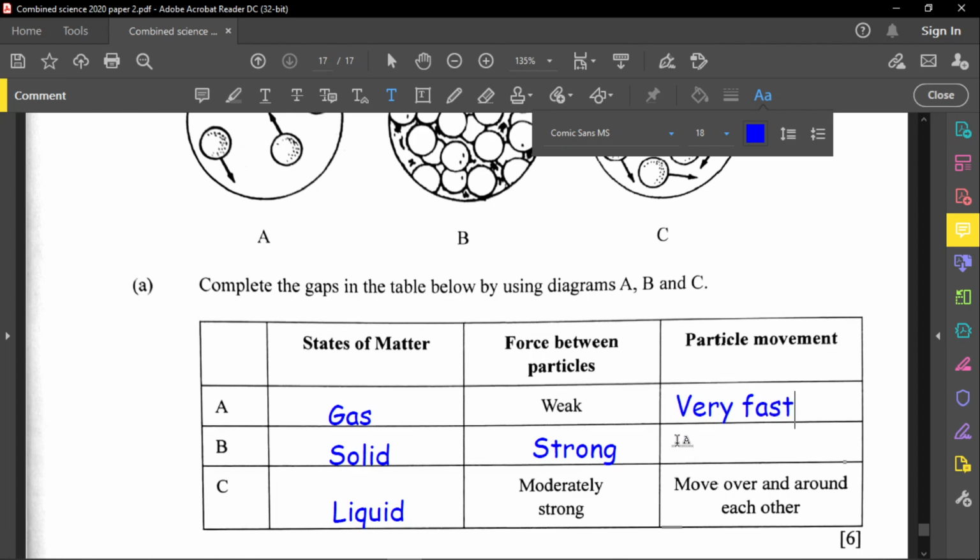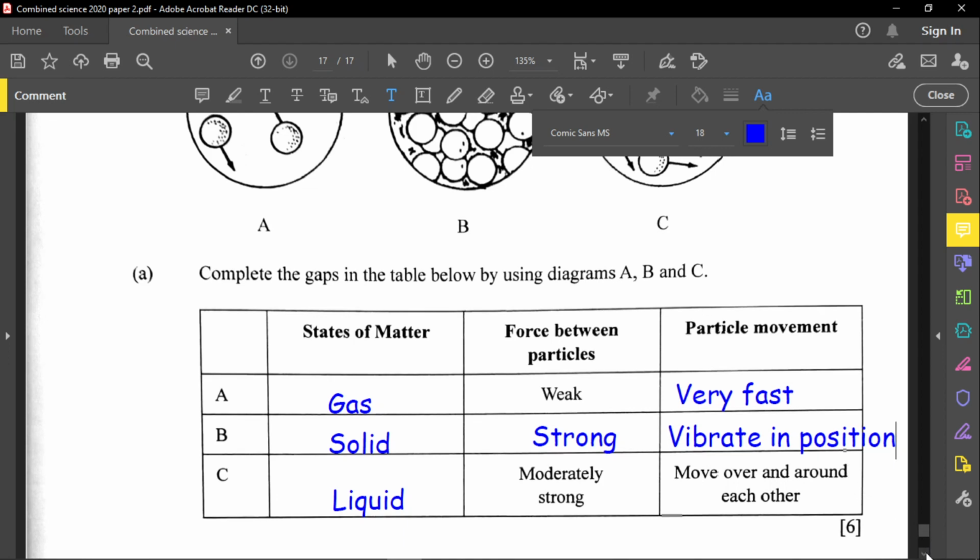While the movement of particles within a solid, they will just vibrate in their position, or fixed position. All right, so let's jump on to the next part of the question.